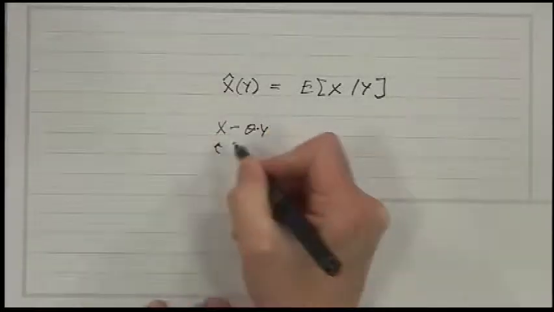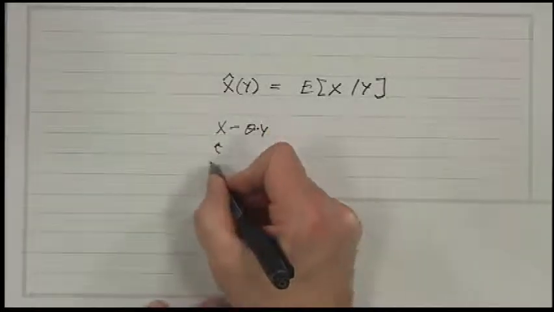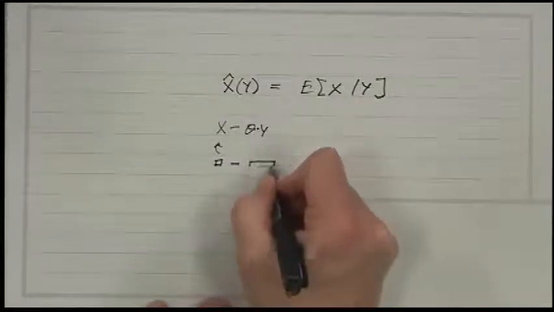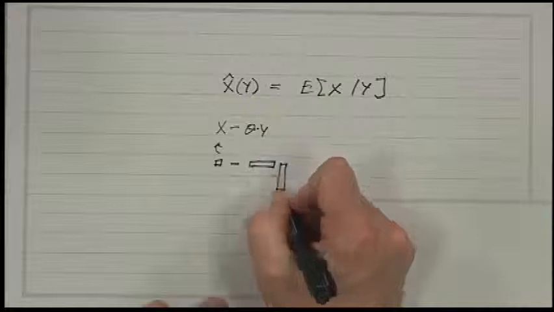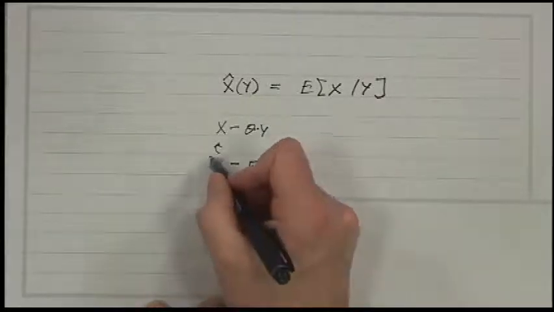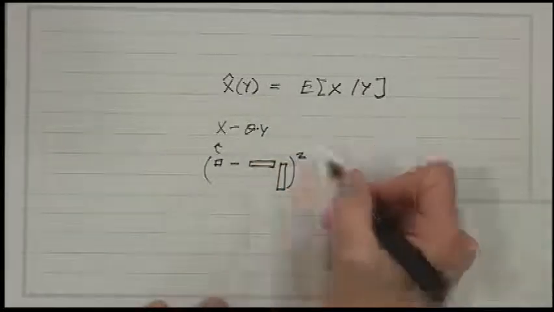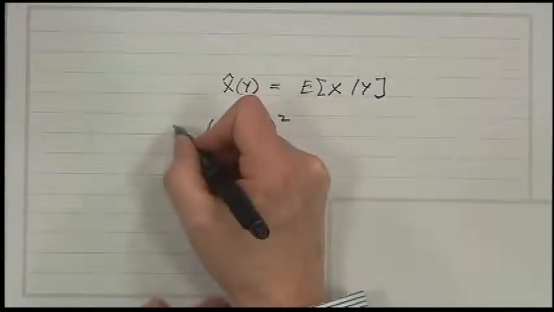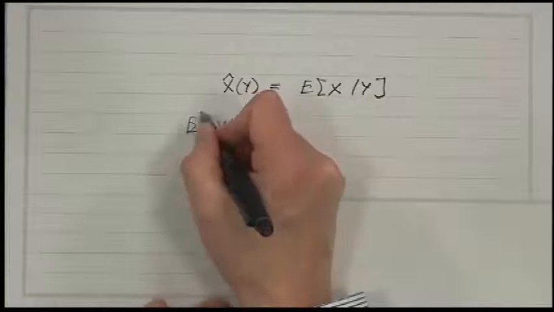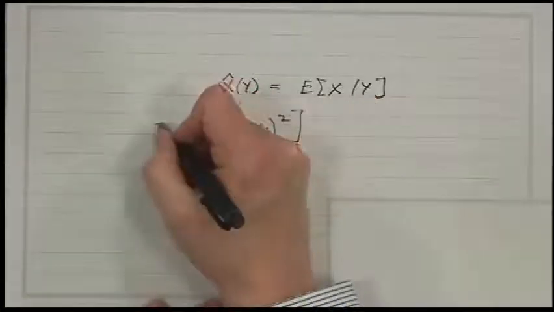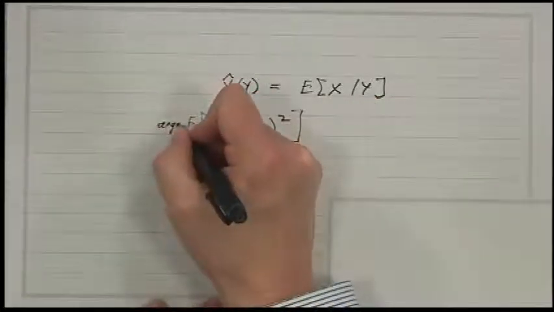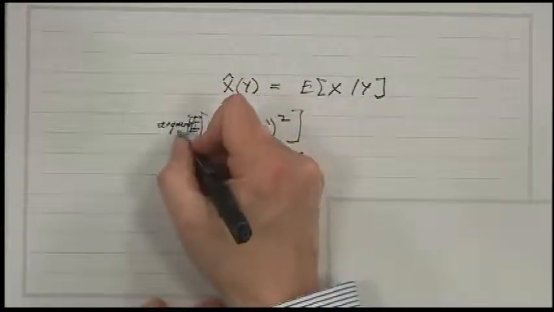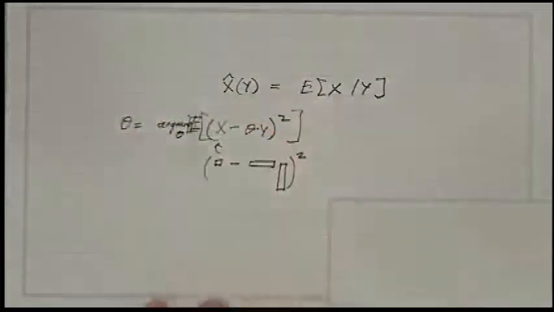So here, x looks like a scalar. This is a row vector, and this is a column vector, right? And then I take this thing here and I square it, and I want to minimize the expected value of this thing, running over theta, and that's theta hat, right?